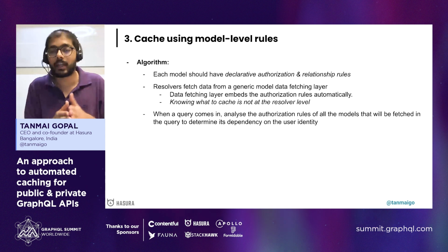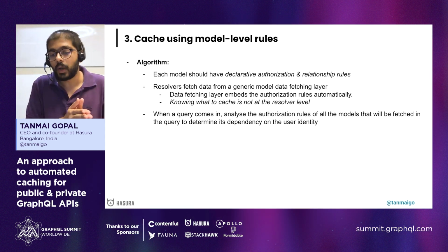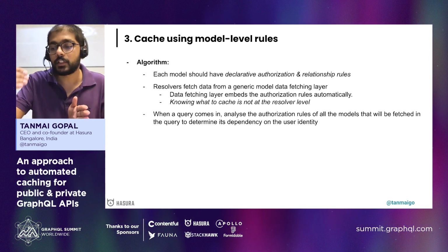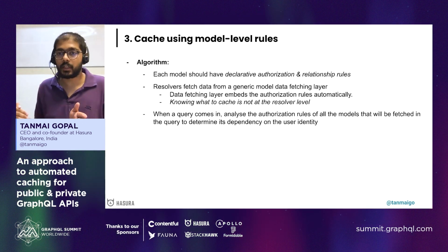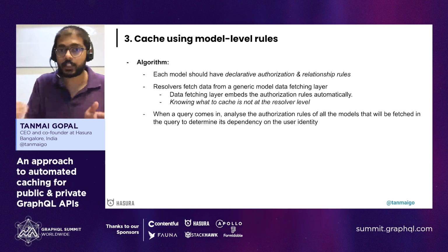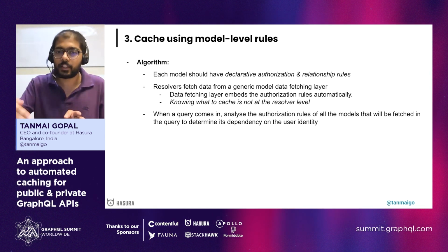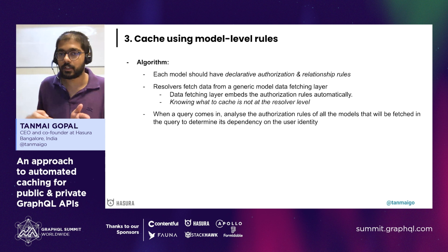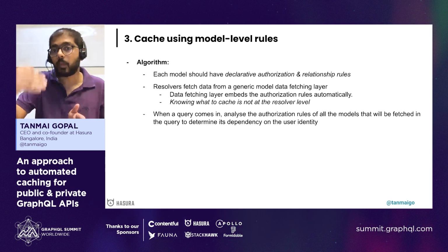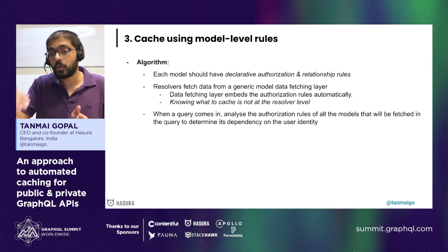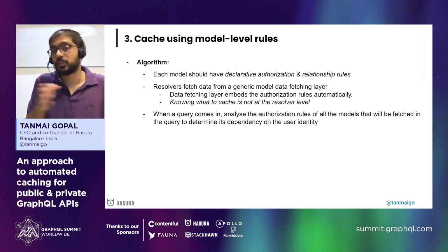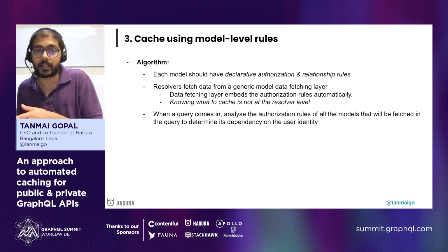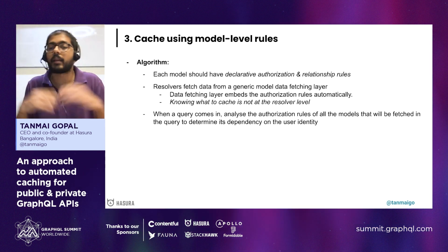And so now if you want to think about how to cache it, when the GraphQL query comes in, you already know what the various models that are going to be hit are, right? This is because you have the query cache, which has the execution plan. The execution plan can tell you the different models that you're going to fetch from. Now that you know the different models, you know whether this entire fetch will require the user identity or will not require the user identity. If it doesn't require the user identity, it's like public data.